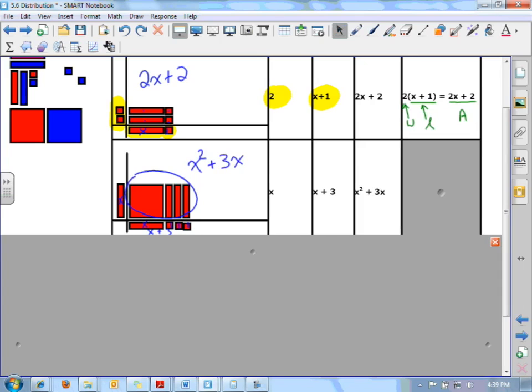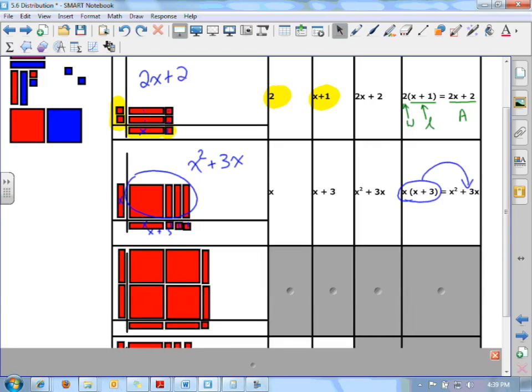So the area is x squared plus 3x. When we write it in equation form of length times width, we get x times (x plus 3) equals x squared plus 3x. So how do we get from this form to the expanded form, or the area form? Let's take a look at the next answer.